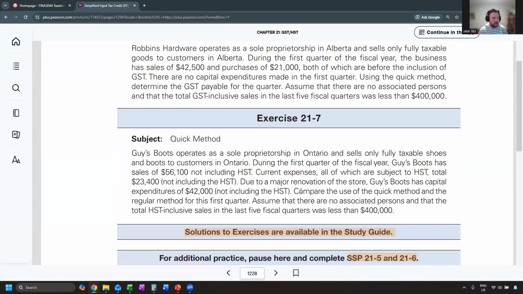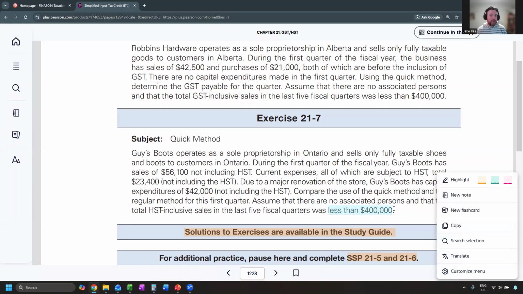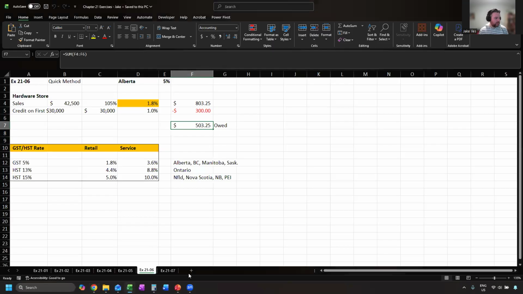In this question, we're going to compare the result of the quick method and the regular method. So our regular method is concerned with our actual purchases made. Due to a major renovation of the store, Guy's Boots has capital expenditures of $42,000, not considering the HST. Compare the two methods. Assume there's no associated persons and that the HST inclusive sales were less than $400,000. So being less than $400,000 means we are allowed to do the quick method. So let's see which method gets us the best outcome.